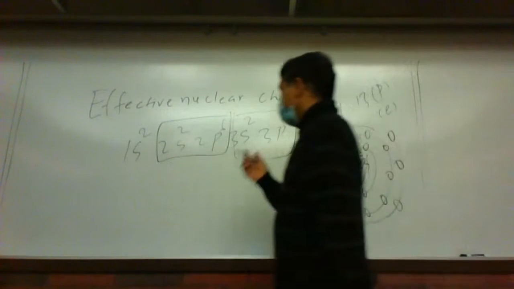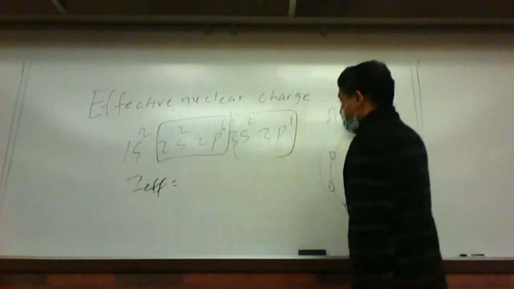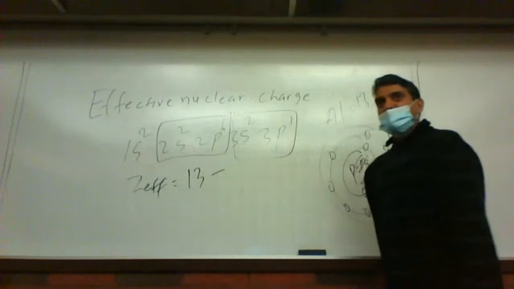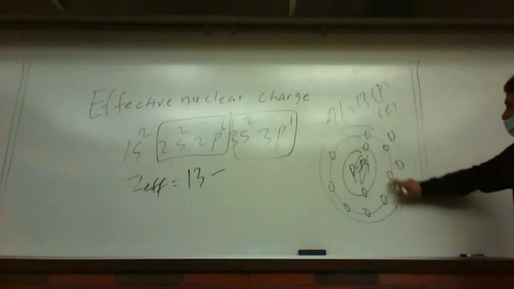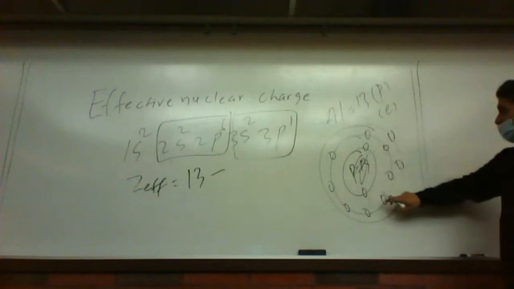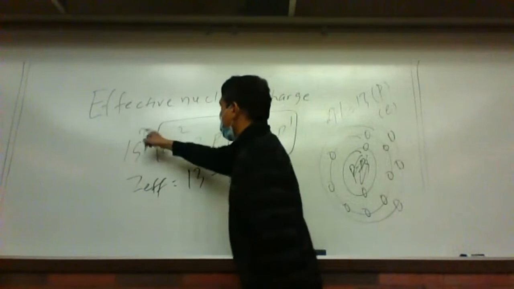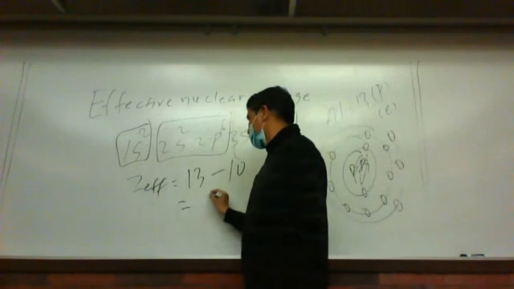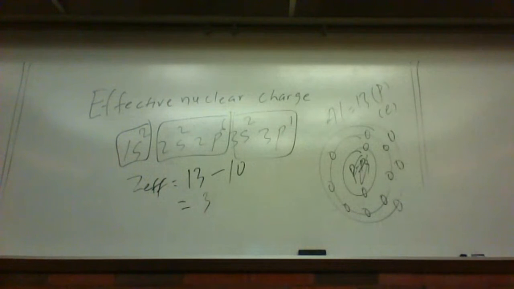Now, what is the effective nuclear charge here? Zeff equals the number of protons, which is 13, minus the number of inner electrons. We are talking about the effective nuclear charge in the outer orbit. The inner orbits have 2 electrons and 8 electrons, so 10. These are all inner, and the third orbit is the outer. So 13 minus 10 is 3. So the effective nuclear charge experienced by the outermost electrons of aluminum is 3. Make sense?